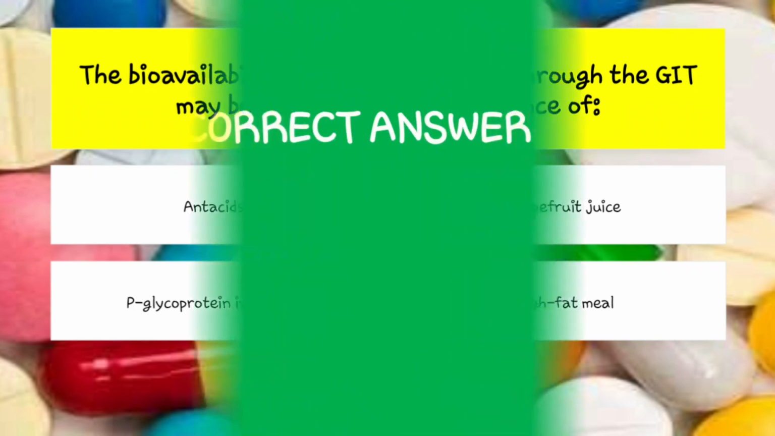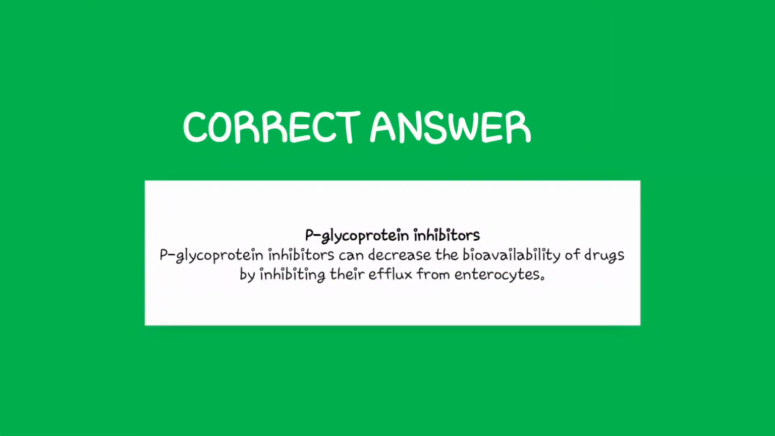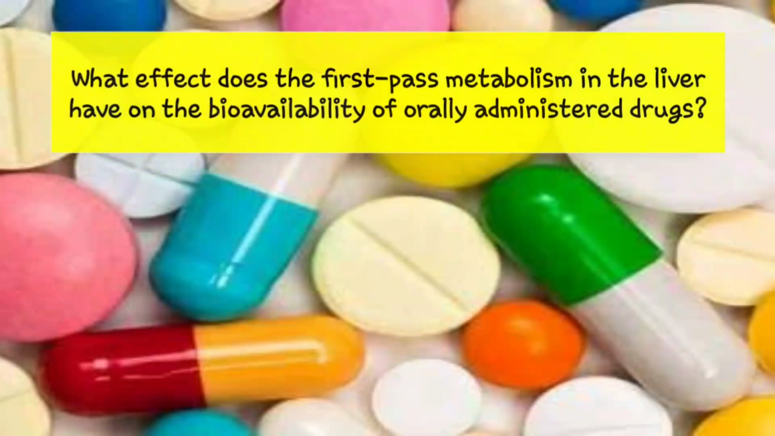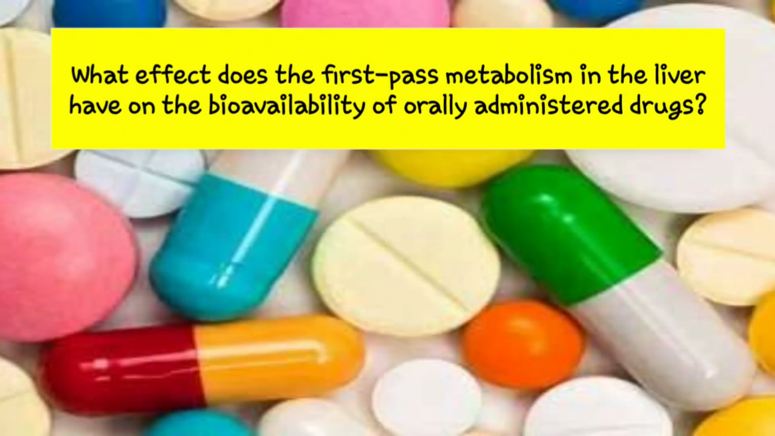The correct answer for this question is option number C, that is P glycoprotein inhibitors. P glycoprotein inhibitors can decrease the bioavailability of drug by inhibiting their efflux through enterocytes. Moving to next one.